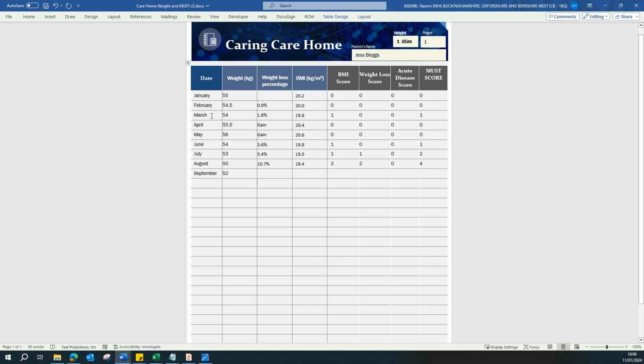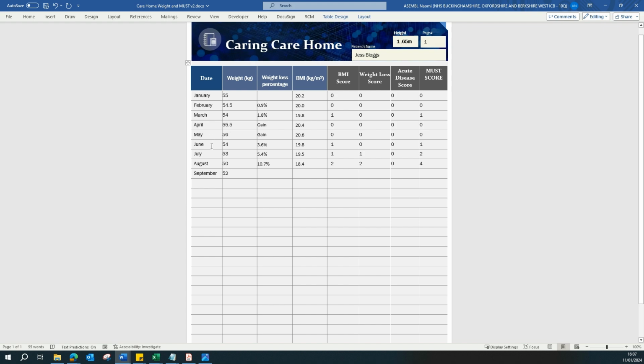However, we can see by March she is actually trending downwards and just under 2% weight loss total, meaning her BMI is now slightly underweight, increasing her risk of malnutrition to medium with a MUST score of 1 due to her BMI score. The Caring Care Home implemented MUST Action Plan 1, and we see in April she regained her weight. Her BMI is back in the healthy range, and she continues gaining weight until May.